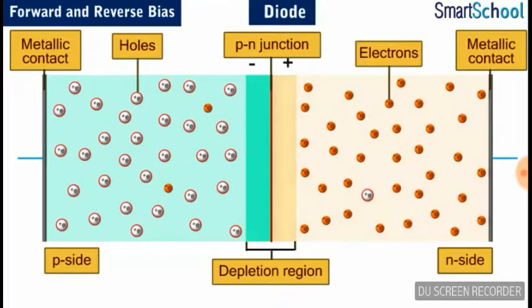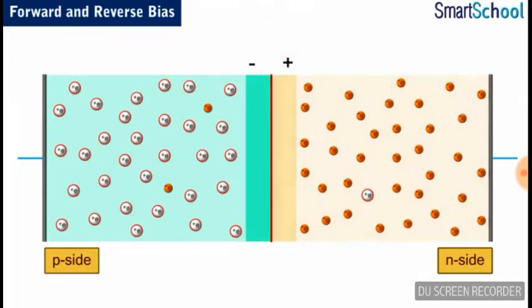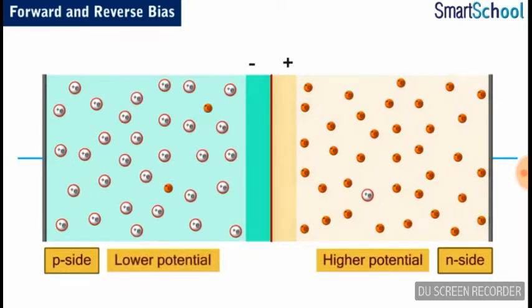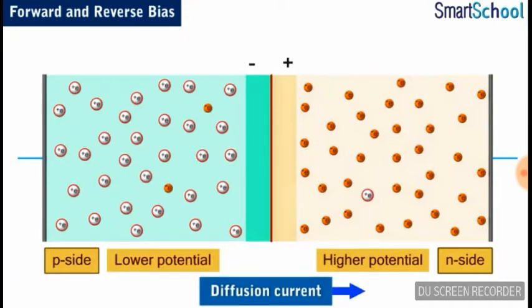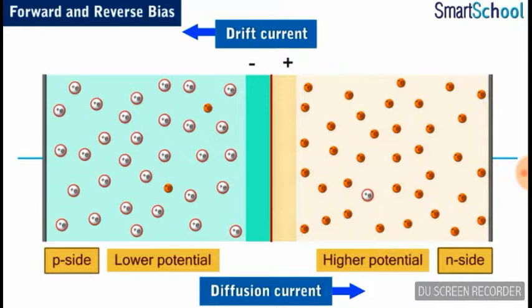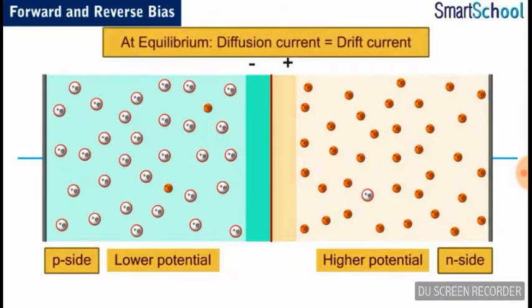We have also learned that when a diode is not connected to the battery, the n side is at a higher potential and the p side is at a lower potential, and the diffusion current and the drift current across the p-n junction are opposite in direction and equal to each other at equilibrium. It is important to note that the diffusion current is due to the movement of majority carriers of the p and n regions from one side to the other.